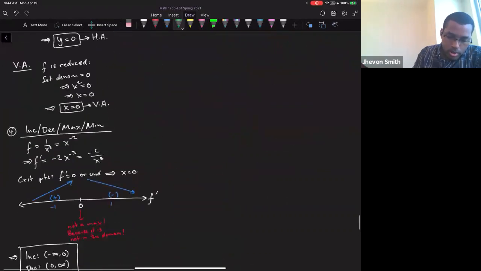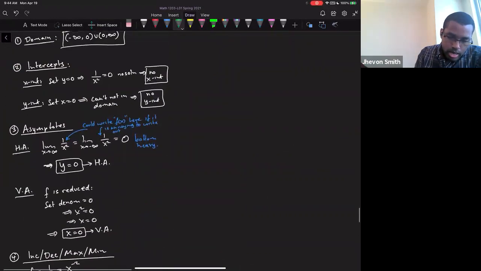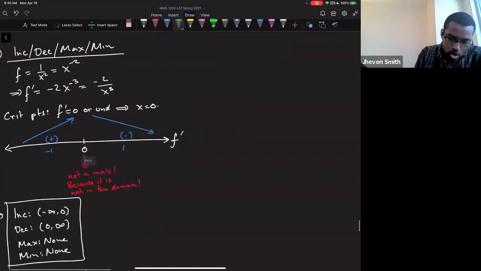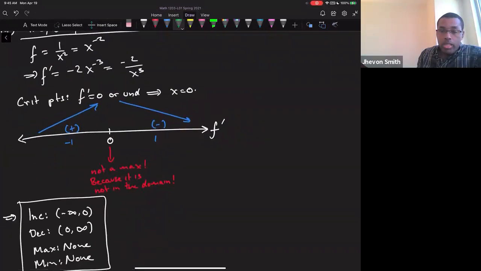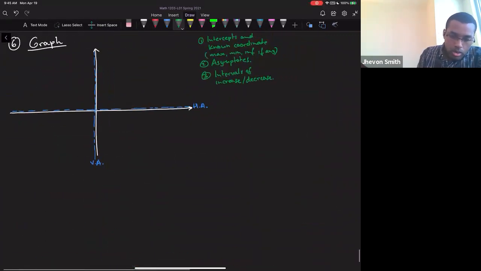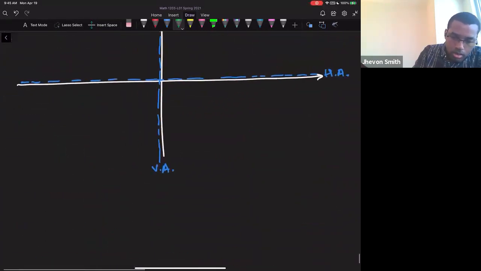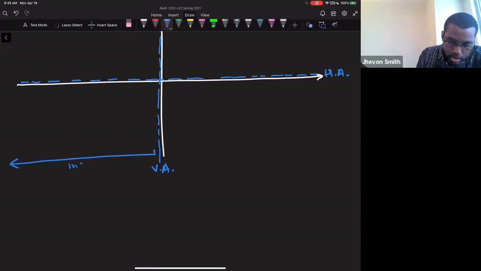So I go up and I see that to step four, I'm increasing up to zero, and I am decreasing after zero. So I can go here, I can put those in. I know from zero going all the way back, I am increasing. And from here all the way forward, I am decreasing.